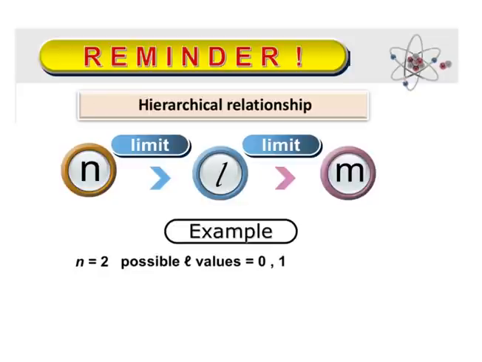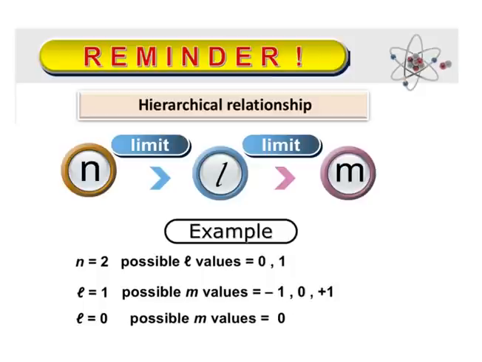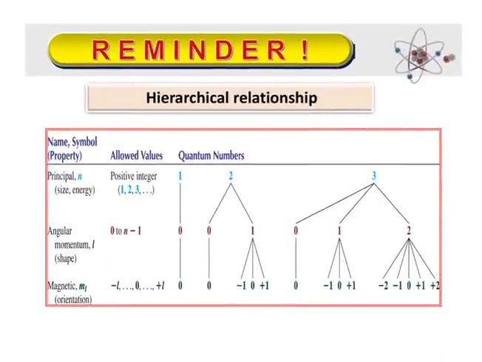The next example shows that the azimuthal quantum number limits the magnetic quantum number. For azimuthal quantum number 1, the only magnetic quantum number values are -1, 0 and +1. For azimuthal quantum number 0, the only possible magnetic quantum number value is 0. This diagram summarizes the hierarchical relationship between the principal quantum number, angular momentum quantum number, and magnetic quantum number.